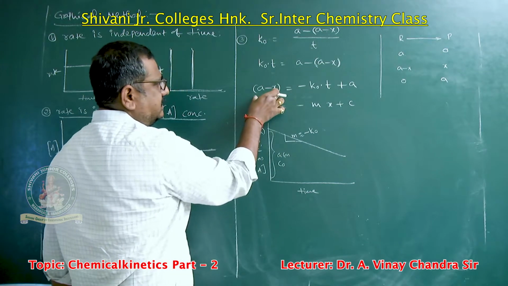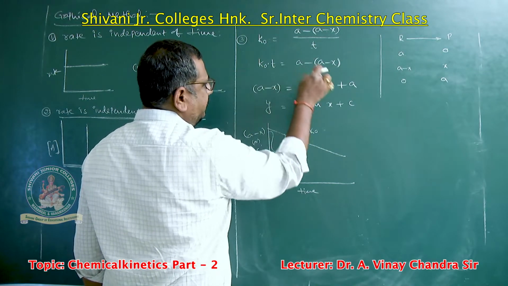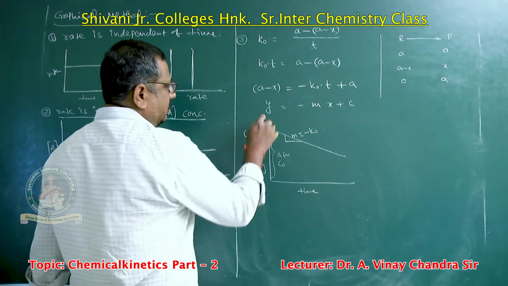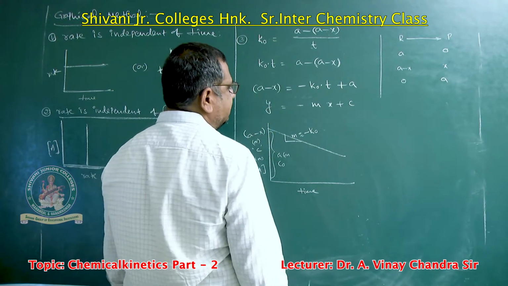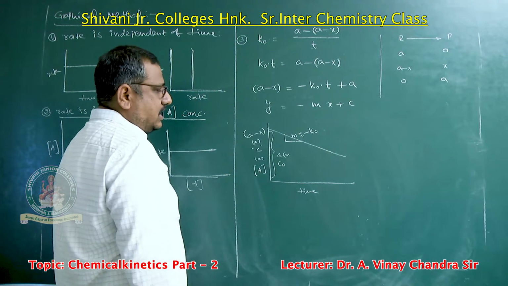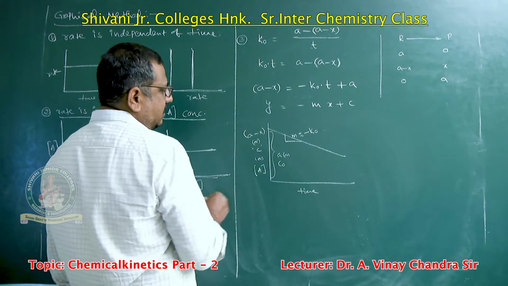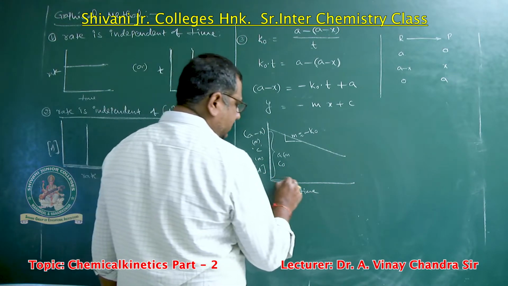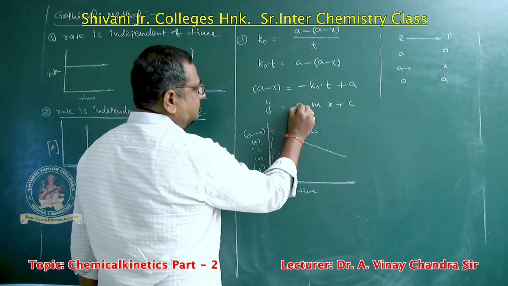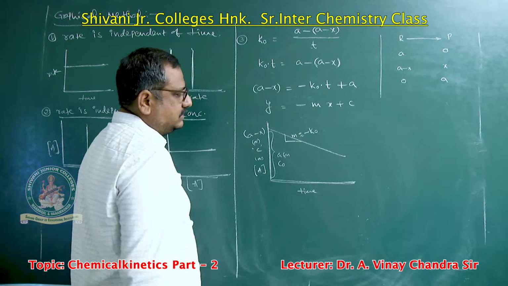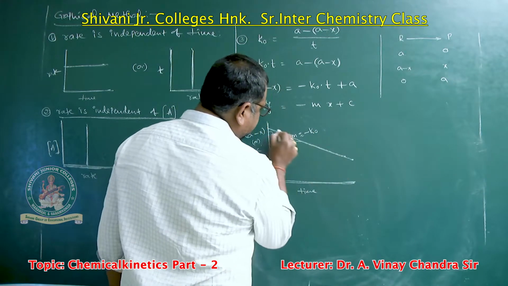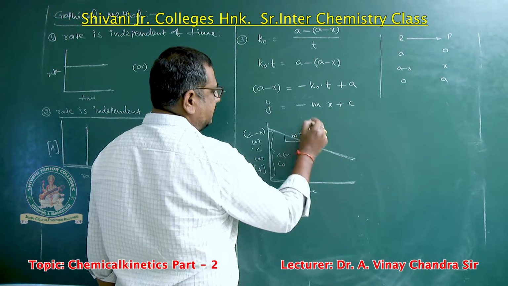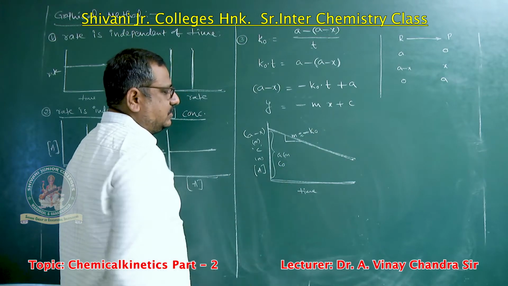So A minus X is equal to minus K into T plus A. What type of graph does this belong to? Y is equal to minus mx plus c graph. According to this, I am taking concentration on the y-axis and time on the x-axis. What type of slope is here? Negative slope. So the negative slope m is equal to minus k. K 0 indicates it's a zero order reaction.